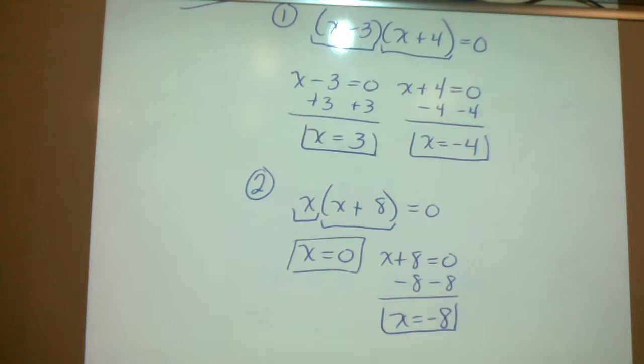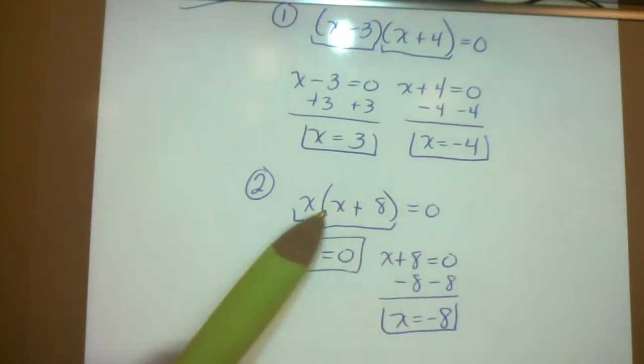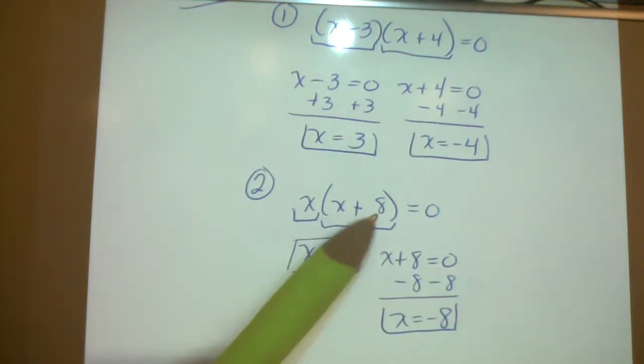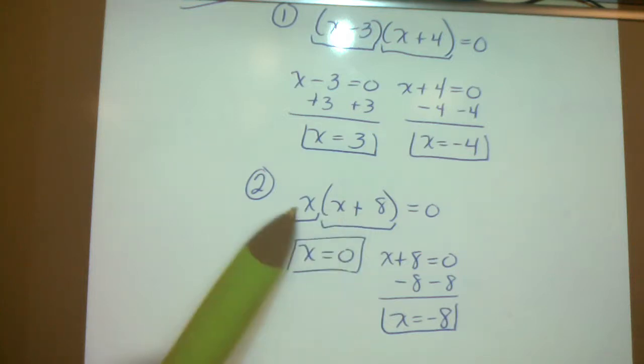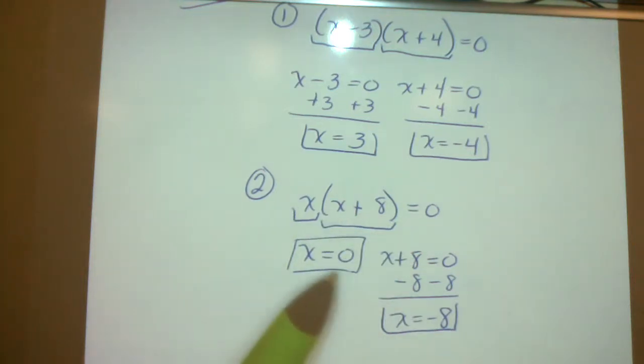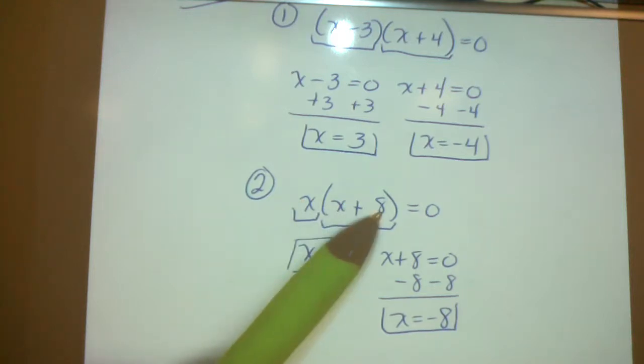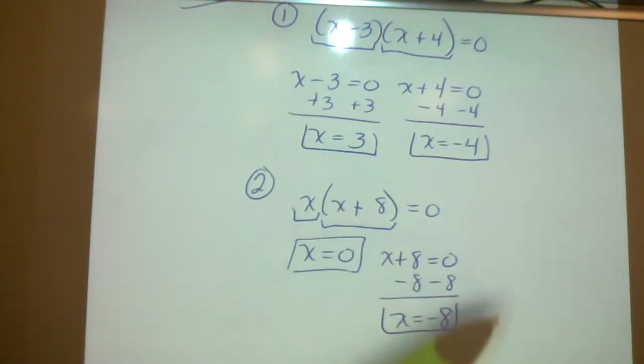And another way you can check it is if I take either one of these numbers and substitute in for x, it's going to give me 0. If I substitute in negative 8, plus 8 is 0. 0 times negative 8 is 0. If I substitute in 0 here, 0 plus 8 is 8. 8 times 0 is 0. That's the way you can check that.